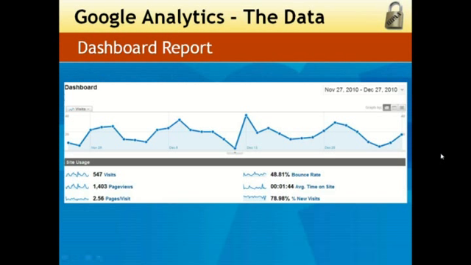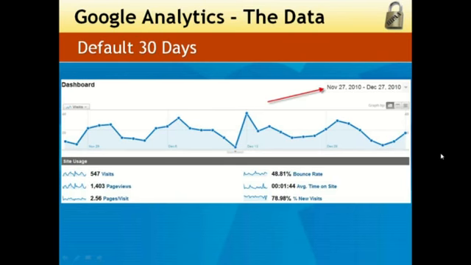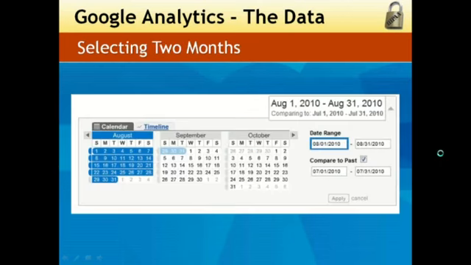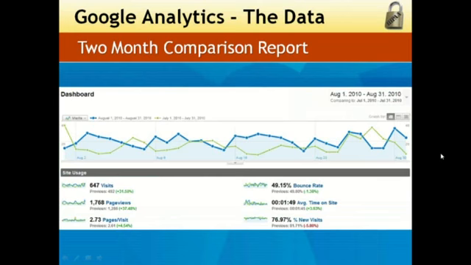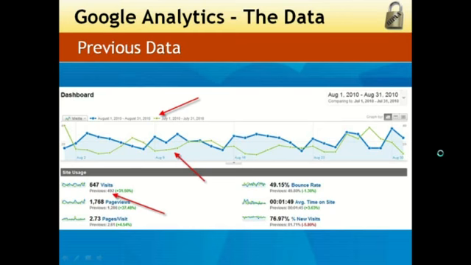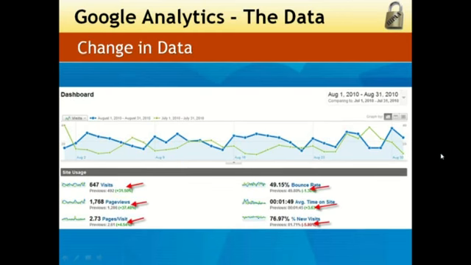By default, Analytics will show you your traffic for the last month. Now this can be easily changed by selecting the date drop-down, changing the dates, or comparing one set of dates to another. Comparing the dates across 2 months, for example, is an excellent way to see how your site traffic has changed during those 2 months. Notice the green and blue lines that represent the most recent traffic and, of course, the older traffic. The dashboard has now been updated to show recent data and previous data, as well as the change in data between the two time periods.